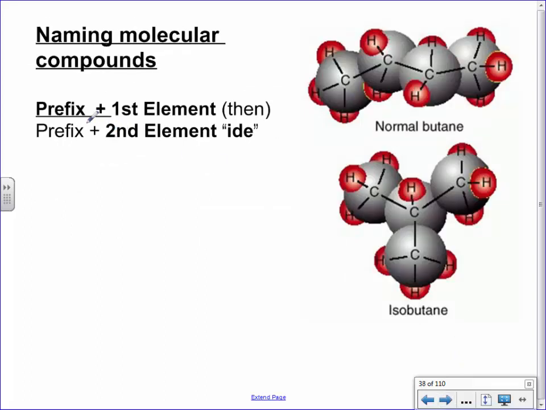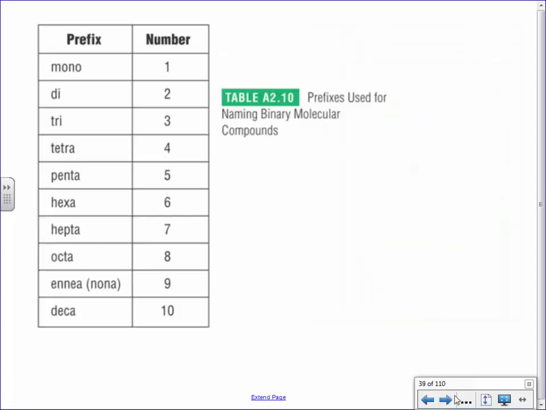Here's how you name them. You use a prefix, the first element, a prefix, and the second element, but you change it to ide. It just means you need to know what the prefixes are for 1, 2, 3, 4, 5. So here's a table. Best advice I can give you, if you don't have this memorized, some really smart kid pointed this out to me a long time ago.